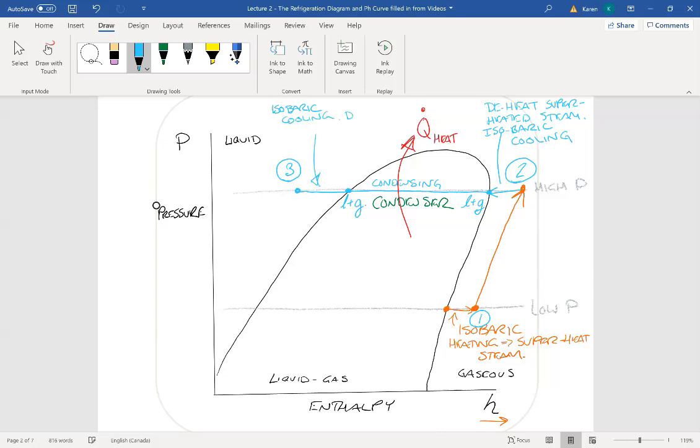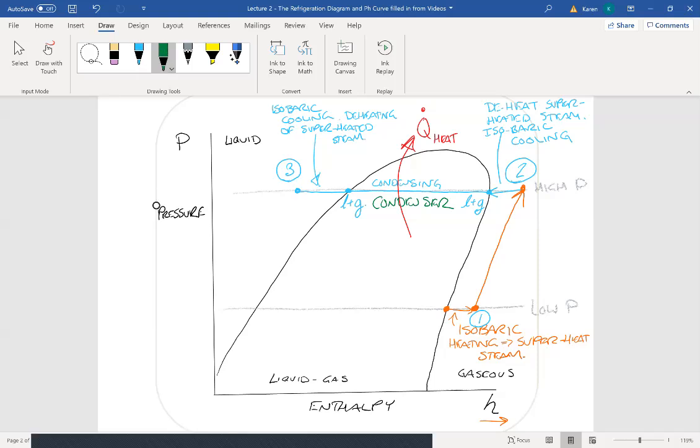It's deheating the superheated steam. All right, so that's also isobaric cooling. So then what happens now is it's a pretty cool liquid. So let's put on our temperatures here.